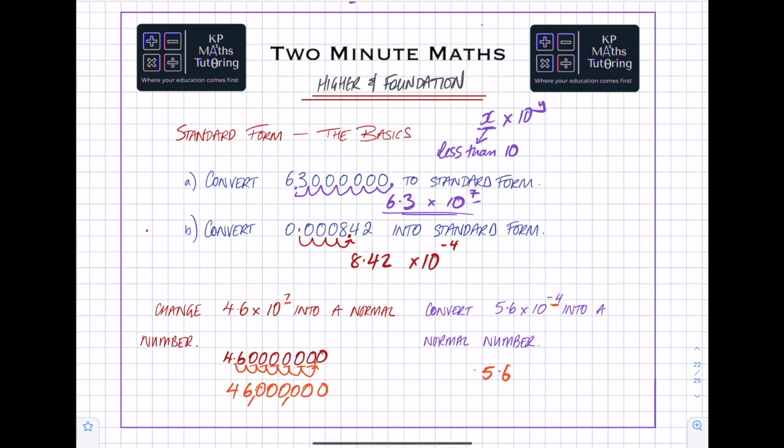This time it's a minus 4, so I'm going to put my zeros in front of that number, and then I'm counting here 1, 2, 3, 4 spaces back, so it becomes 0.00056. Okay, remembering that a negative integer as an indice becomes a 0 point, and a positive number as an indice becomes a massive number. So that's 46 million compared to 0.00056. Okay, so that's standard form in a nutshell, really quick, the basics.